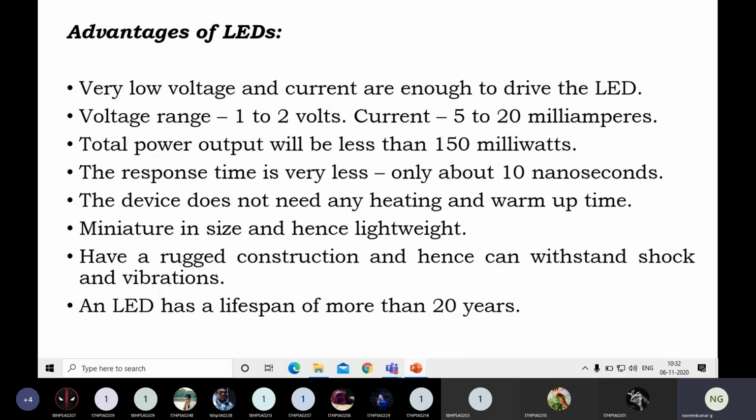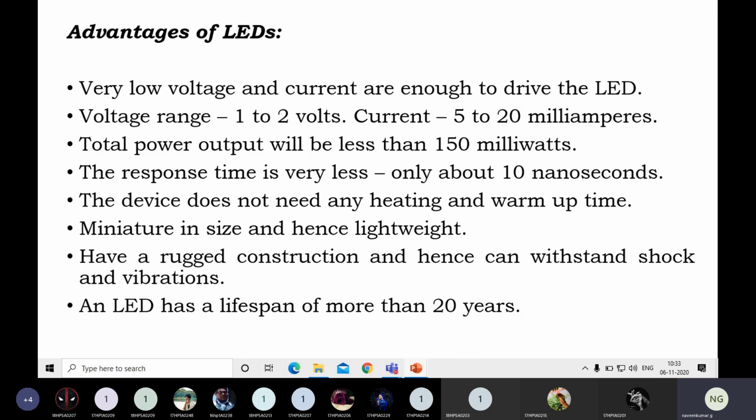And the response time is very less, only about 10 nanoseconds. We switch on the light, earlier tube lights flicker and glow, taking a lot of time. Now it only takes about 10 nanoseconds. The device does not need any heating and warm up time. They are miniature in nature and hence very lightweight, easy to carry.